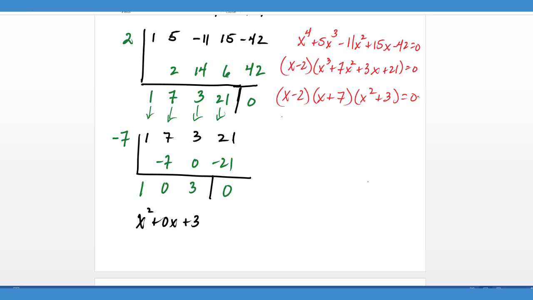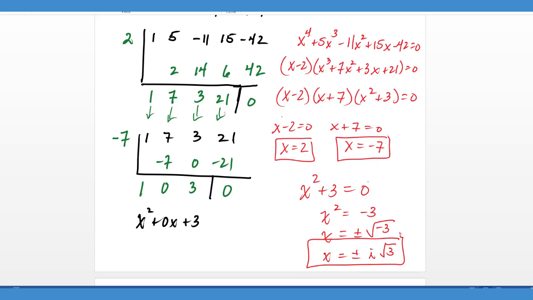As you see here, x squared plus 3 cannot be factored, so we can just go ahead and break this up and solve each of the parts individually. These 2 solutions we knew going into it because we used them from our graph and for our synthetic division. And then, of course, we have the 2 remaining solutions. You can see that with the plus or minus, we get the 2 imaginary solutions. So we have all 4 solutions.